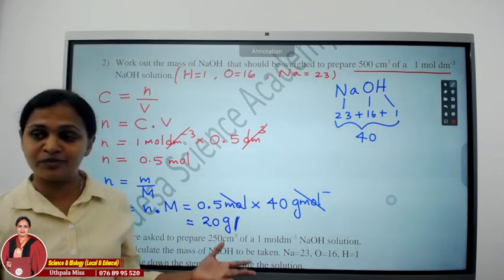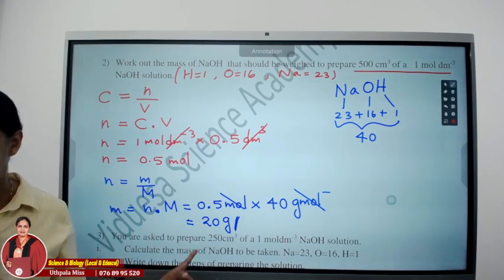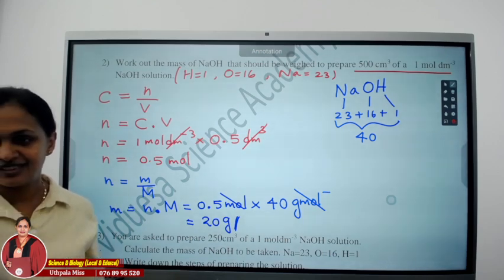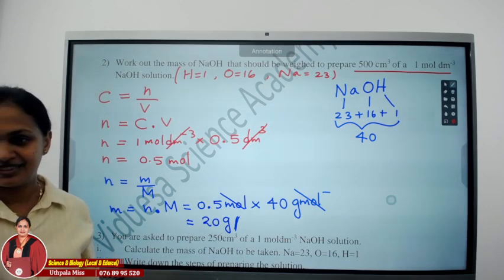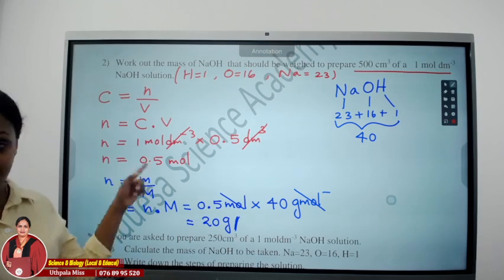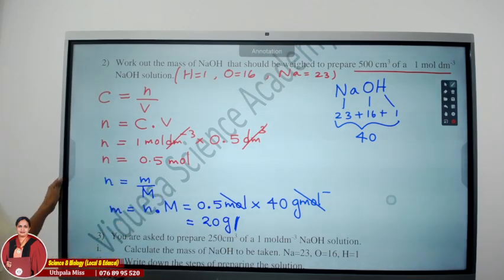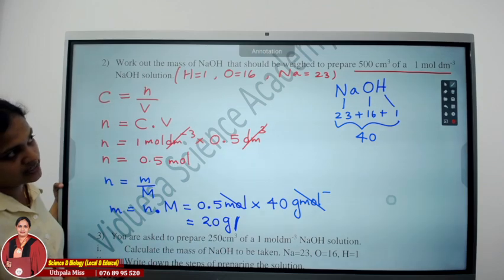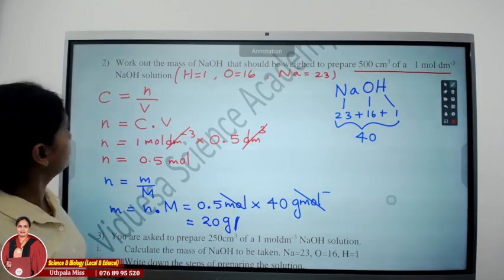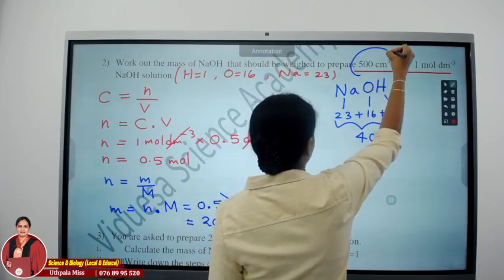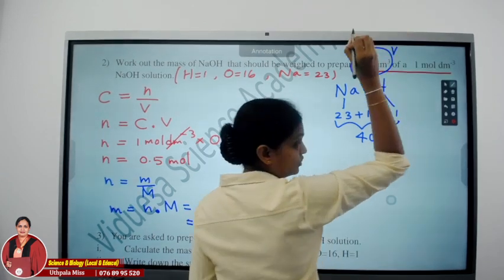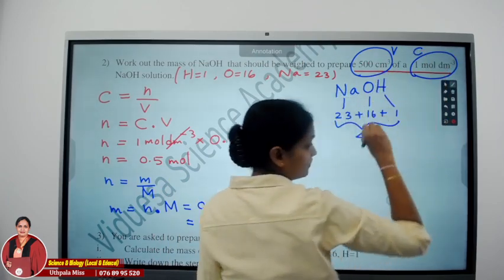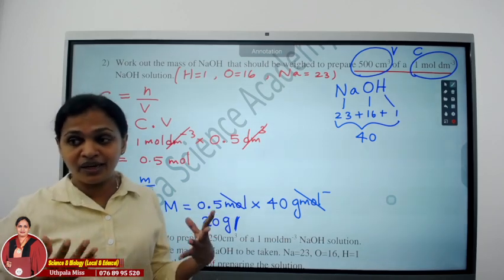What are the steps to prepare the standard solution? Did you find the answer for part 1? Can you please explain the second question again, madam? So it is given that you are asked to prepare 500 cubic centimeters of 1 mole per cubic decimeter sodium hydroxide solution. 500 cubic centimeters is the volume, and 1 mole per cubic decimeter is the concentration. So you need to find the mass of sodium hydroxide.